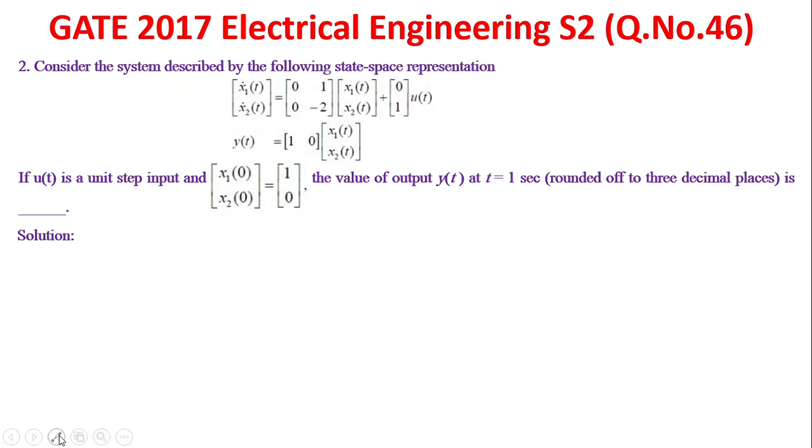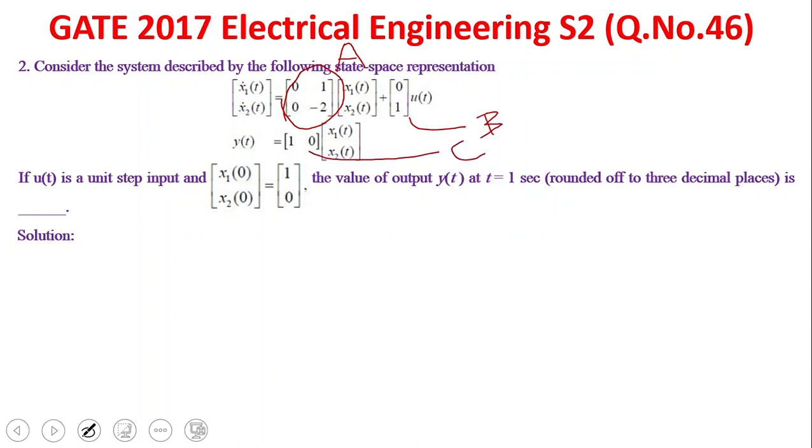So we will work out the solution. Let us see the solution. So this is your matrix A and this is matrix B and this is matrix C. Now we need Y, so Y is equal to Cx, that's all. Therefore we have to solve for X, that means we need X of t, right? What is the X of t expression?